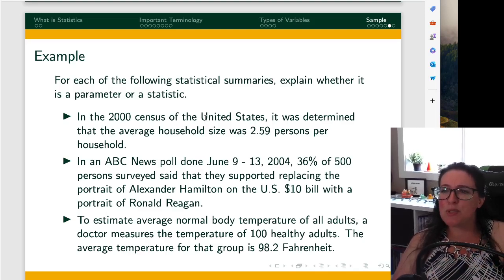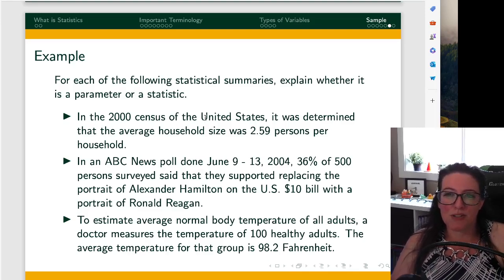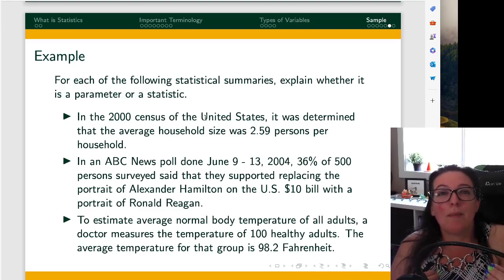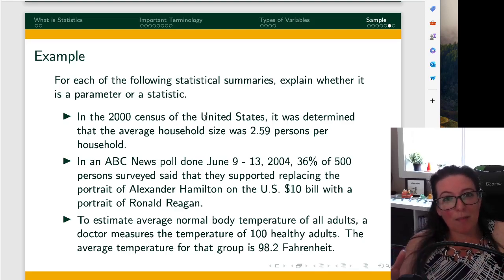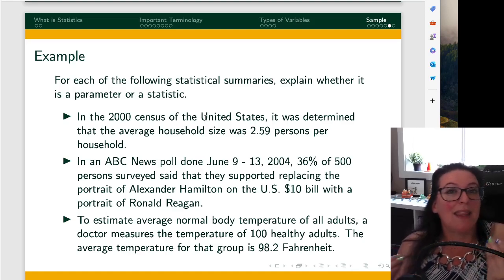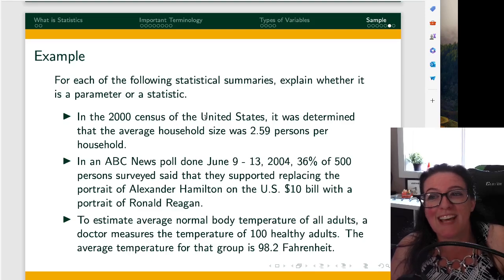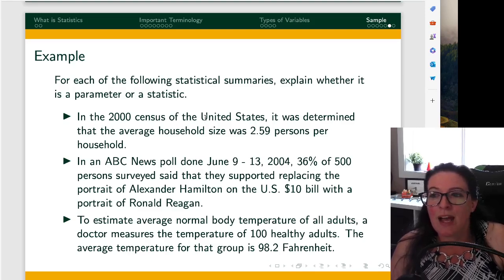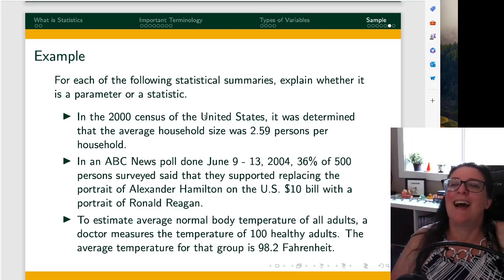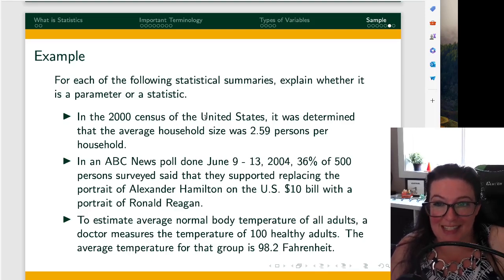An ABC News poll done in 2004 found 36% of 500 persons surveyed said they supported replacing the portrait of Alexander Hamilton on the US $10 bill with Ronald Reagan. Parameter or statistic? Now, parameters and statistics can be averages, minimums, maximums. They can be proportions or percentages, as you see here. And here it's 500 people we're hoping represent the greater US. And so we have a sample statistic.